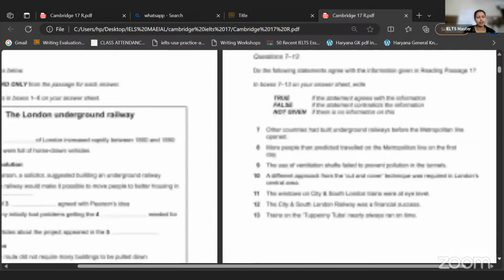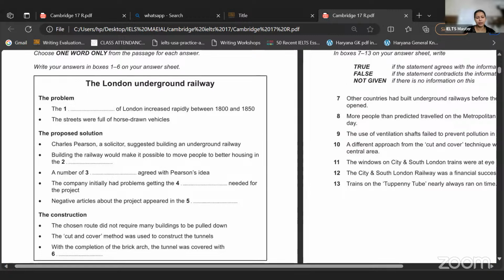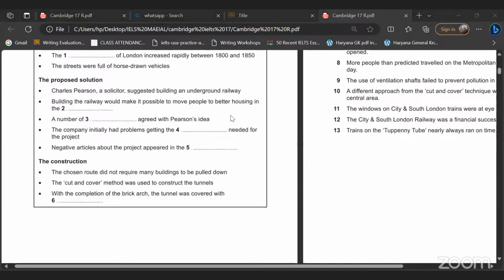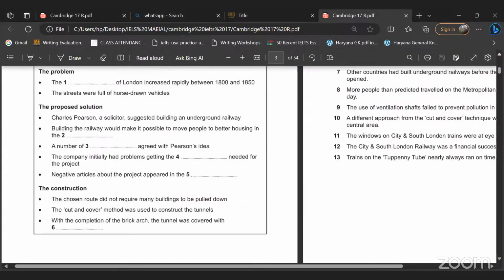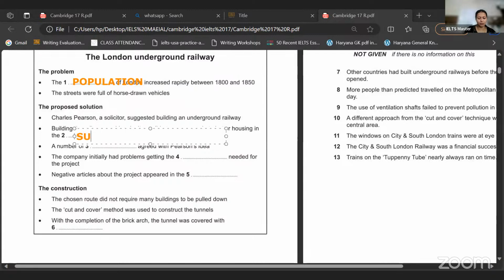So they have asked here, with the completion of the brick arc, the tunnel was covered with soil. This is the answer. So I am repeating my answer again. I have written the first answer as the population of London. Coming on to the second question, building the railway would make it possible to move people to better housing in the suburbs.